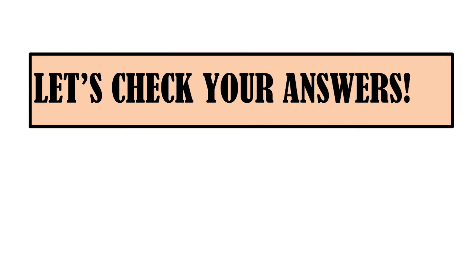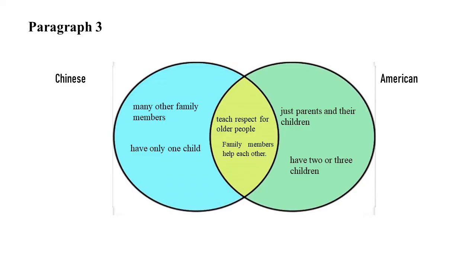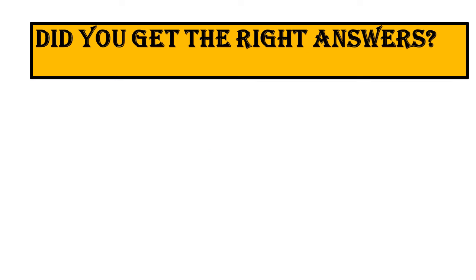This time, let's check your answers. Let's read the difference. Chinese: many other family members, have only one child. American: just parents and their children, have 2 or 3 children. And the similarities: teach respect for older people, and family members help each other. Did you get the right answers? That's awesome!